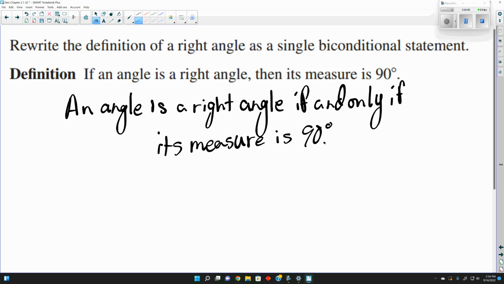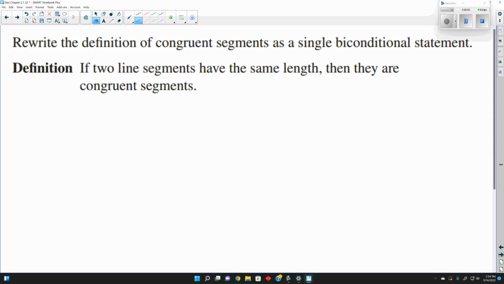Questions on this? Are you ready for the next one? If two line segments have the same length, then they're congruent segments. That's true, yes? Because we can say it both ways. If we talk about the converse, if two segments are congruent, then they have the same length, which is true.